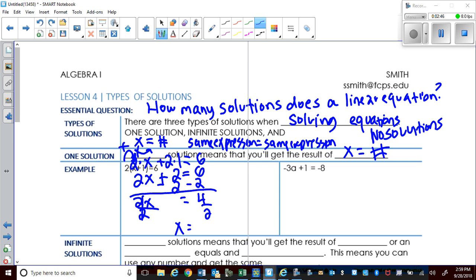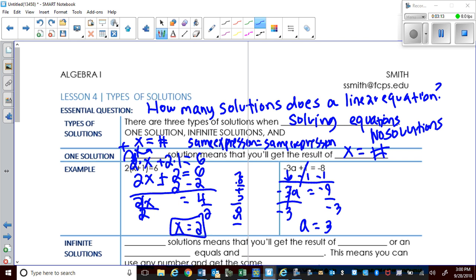And x equals 2. Now, if I get a variable equals number, that means there's only one solution here. Same thing with the next one. Subtract 1 on both sides. Negative 3a comes down. This goes away. Equals comes down. Negative 9 comes down. Divide both sides by negative 3. And a equals 3. Here again, a variable equals a number, so there's only one solution.